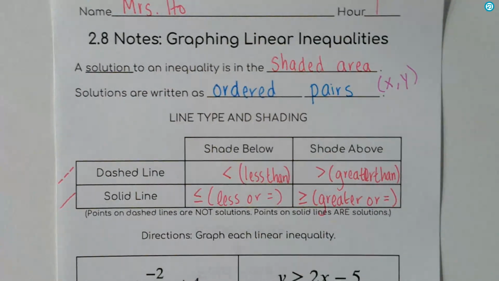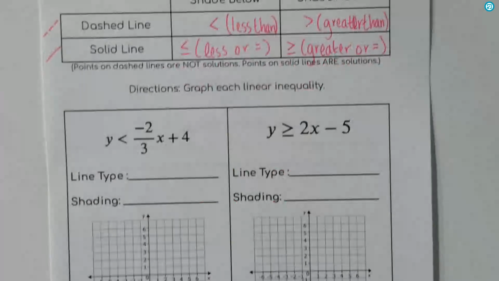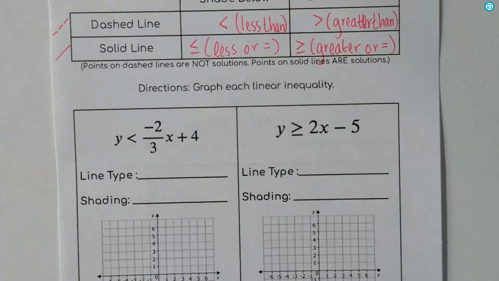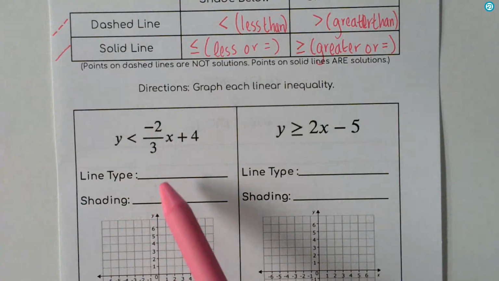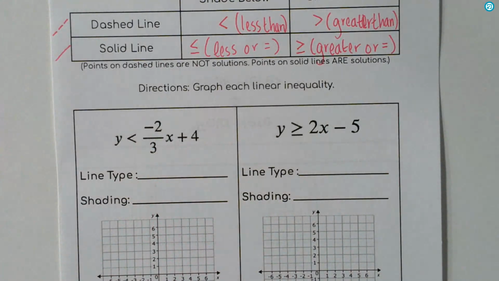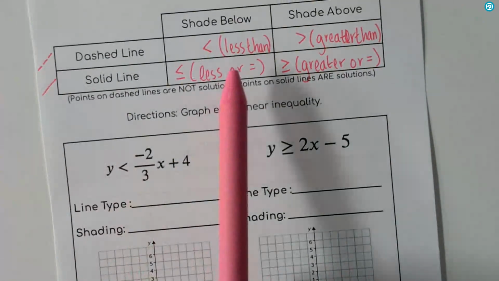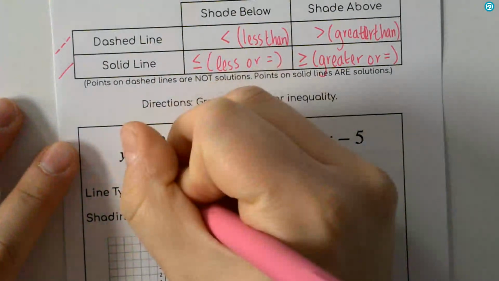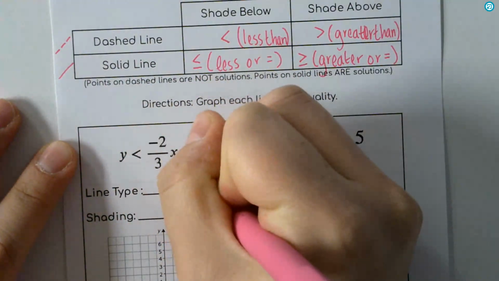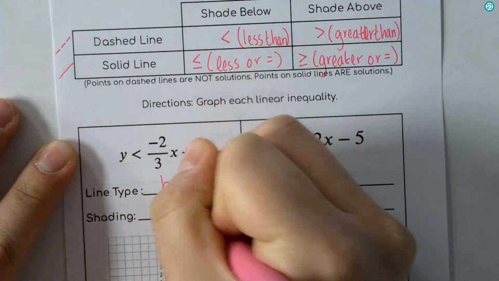So going down to look at my first example, I've got y is less than negative 2/3 x plus 4. We put blanks here for you guys in your notes, and I think we put them on the assignment too. Yeah, we did. For you guys to list the type of line you're going to use and where you're going to shade. So for a less than sign, we are going to shade below a dashed line.